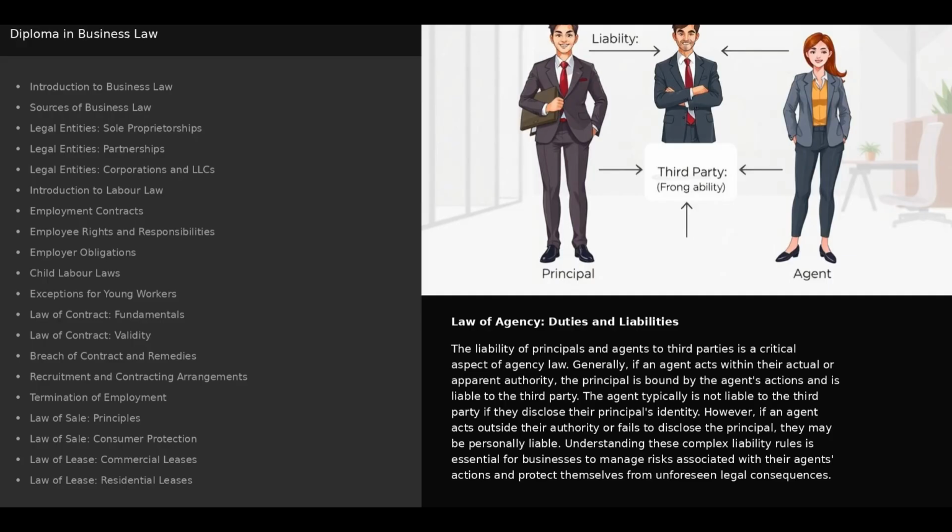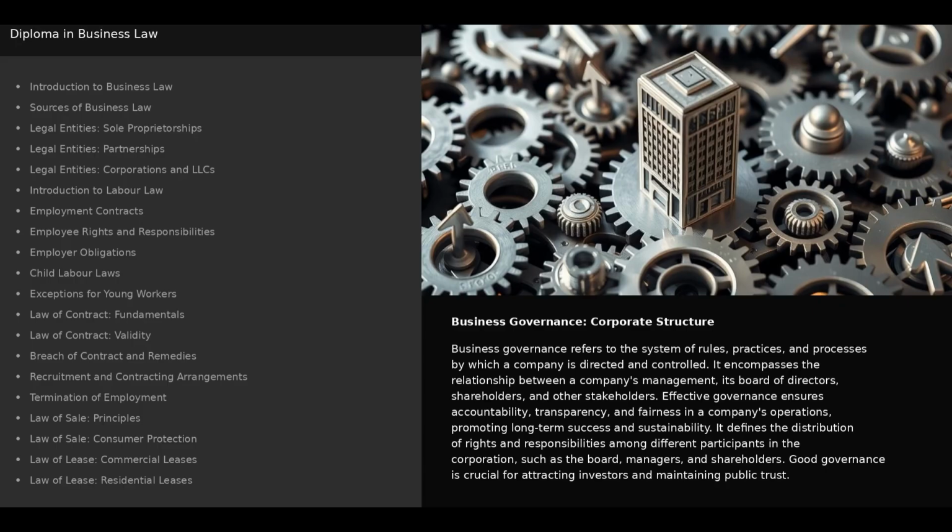Generally, if an agent acts within their actual or apparent authority, the principal is bound by the agent's actions and is liable to the third party. The agent typically is not liable to the third party if they disclose their principal's identity. However, if an agent acts outside their authority or fails to disclose the principal, they may be personally liable. Understanding these complex liability rules is essential for businesses to manage risks associated with their agents' actions and protect themselves from unforeseen legal consequences. Business governance, corporate structure.